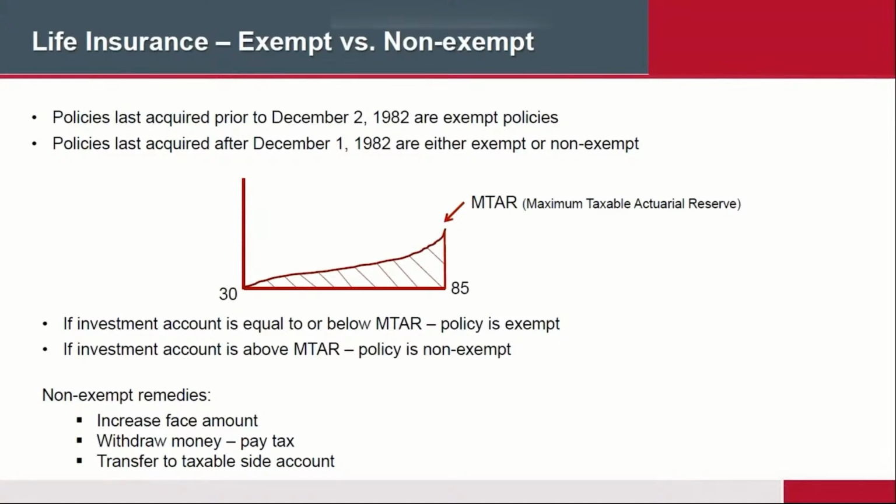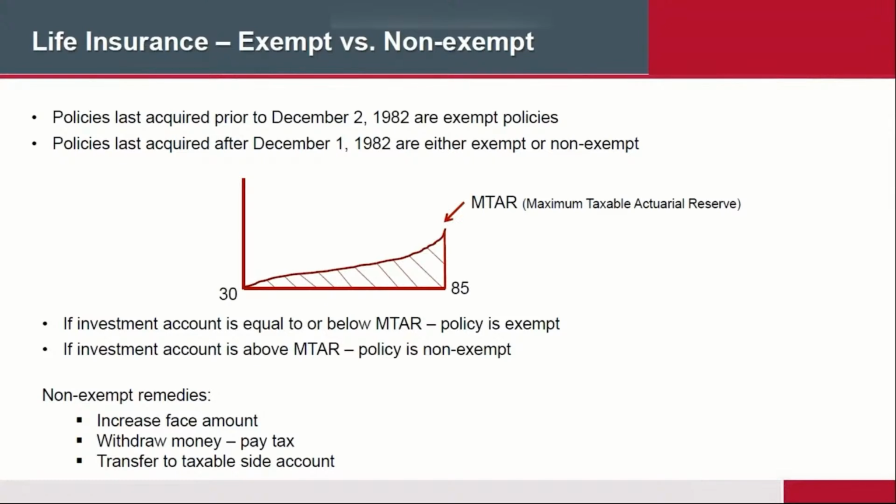So policies last acquired, these are very important dates, so please mark this down. Policies last acquired prior to December 2nd, 1982 are automatically exempt policies. In other words, you don't have to worry about taxation. You don't have to worry about testing these things for taxation or anything. So policies that were acquired prior to 1982 are grandfathered, you might say. Policies that are last acquired from December 1st, 1982 onwards can be exempt or can be non-exempt. And we need to look at both of those right now.